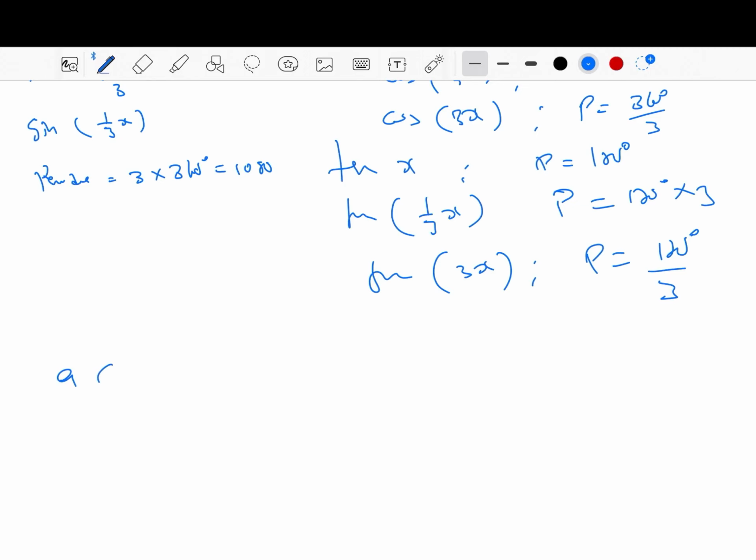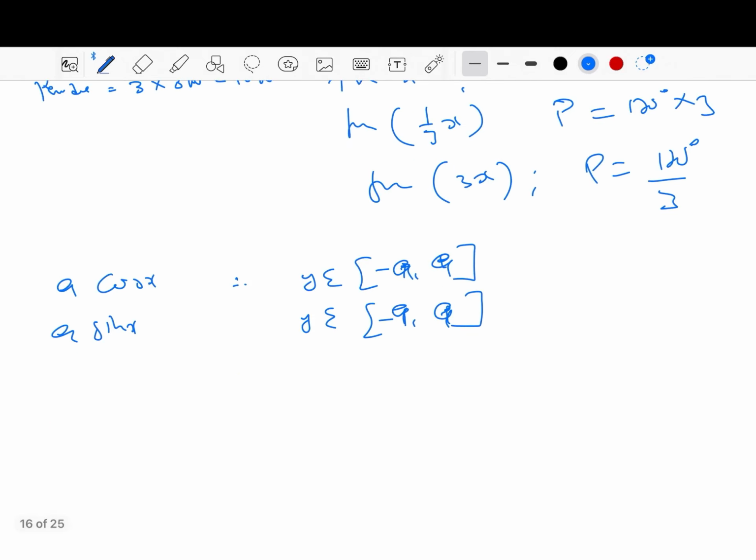If you have a cos x, what is the range of this? The range of this is from negative a to a. Even if you have a sine x, the range of this is from negative a to a. That's the range, right? So you have f of x. That's the range.